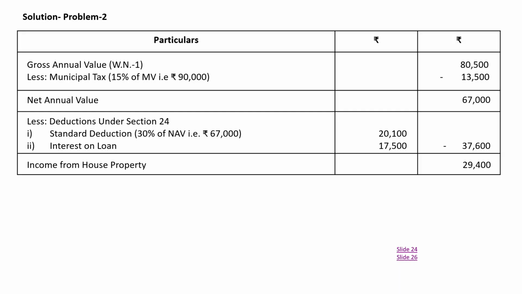29,400 after deducting the deductions of rupees 37,600 from the net annual value. Then we arrive at the final answer, that is the income from house property 29,400. So therefore, dear student, it is the solution of the problem that was asked in the October 2022 question paper.